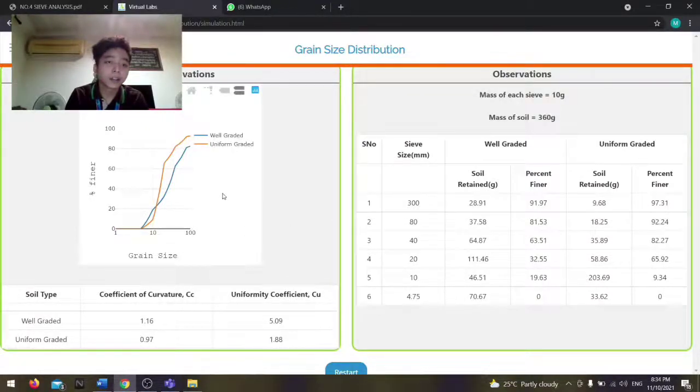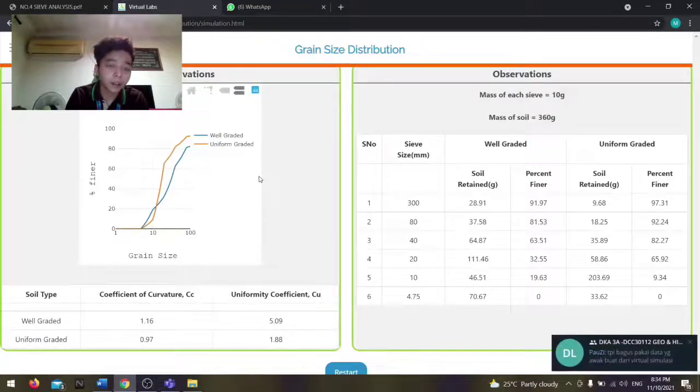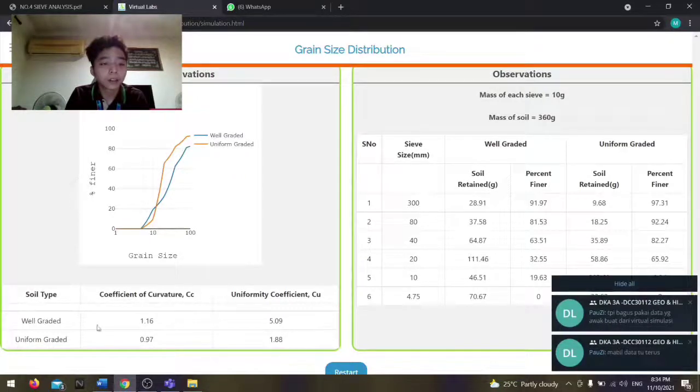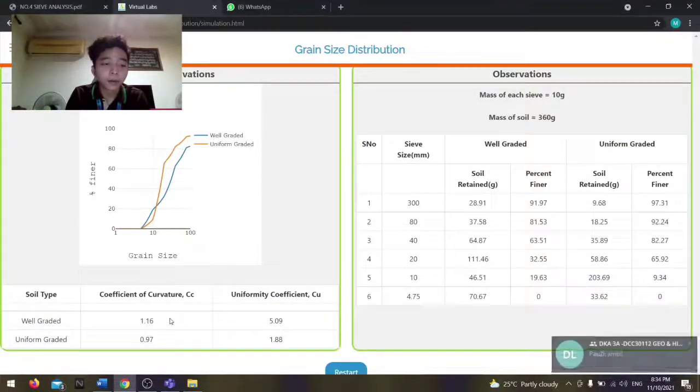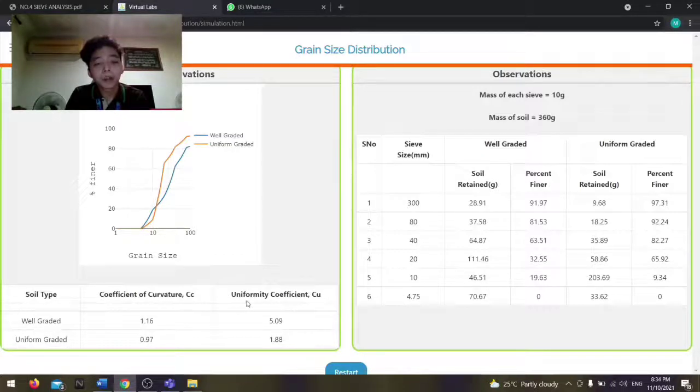As we can see, the uniform graded is higher than the well graded. In conclusion, the coefficient of curvature (Cc) for well graded is 1.16, while the uniformity coefficient (Cu) is 5.09. For uniform graded, the coefficient of curvature is 0.97, while the uniformity coefficient is 1.88. That is all for our data.